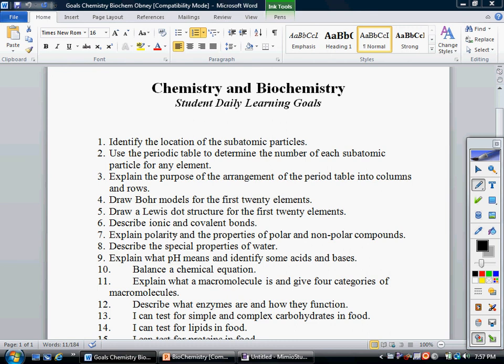7 says that you can explain the polarity and the properties of polar and nonpolar compounds. So just to review quickly, a compound is multiple atoms joined together in a fixed ratio.